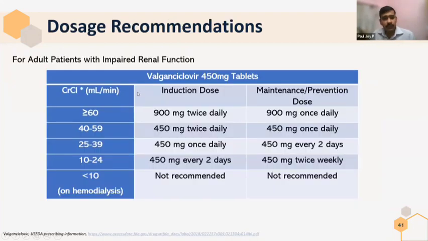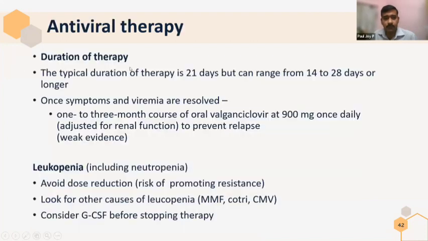Now, the dosing of valganciclovir for normal renal function: the induction dose is 900 milligram twice daily, and for maintenance or in the case of prevention, it is 900 milligram once daily. Coming to duration of therapy, the typical duration of therapy is 21 days, but can range from 14 to 28 days or longer.